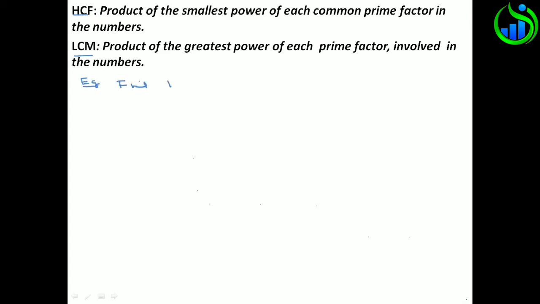Find LCM and HCF of 6 and 20. Now we find them by the prime factorization method. This is the factor tree of 6: 2 3s are 6, 3 1s are 3.